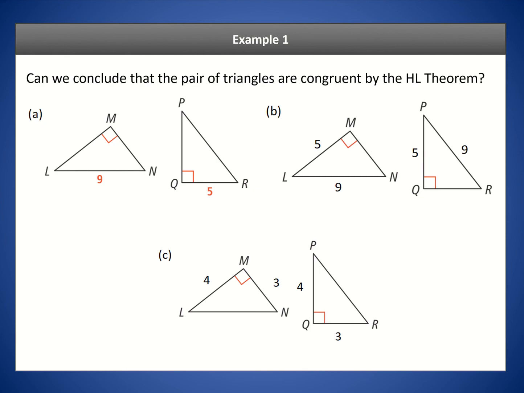Okay, so can we conclude that the pair of triangles are congruent by the hypotenuse-leg theorem? So for A, we know the hypotenuse is 9. So that's going to be c. Remember that c is the hypotenuse, right? Generally, that's what we call it. And also notice that when you draw a right triangle, c is usually the hypotenuse, and then a and b are the legs.